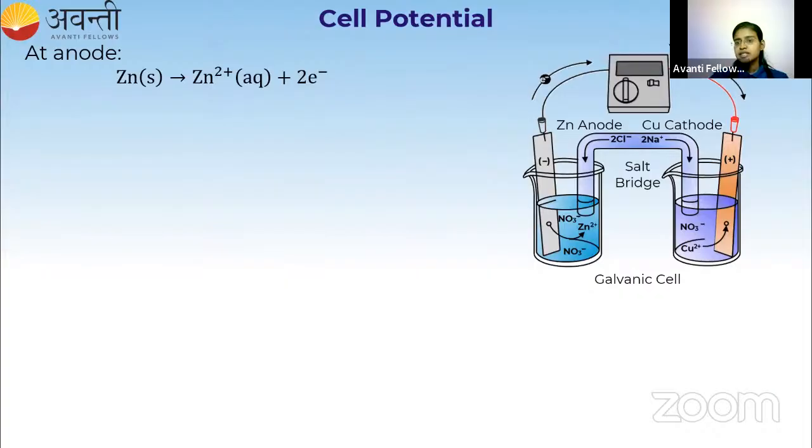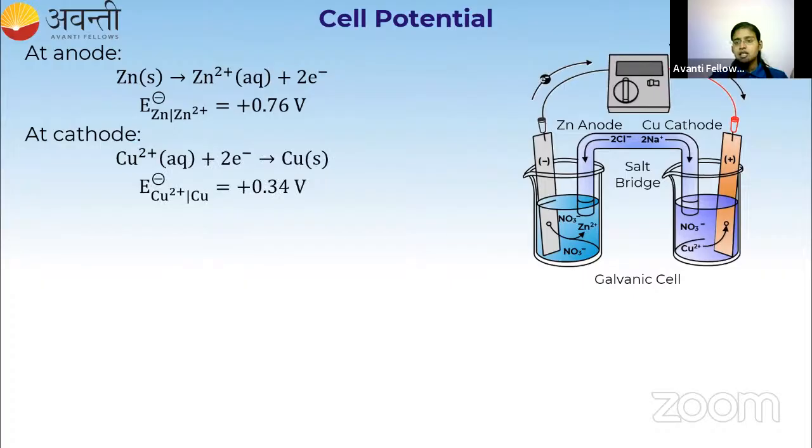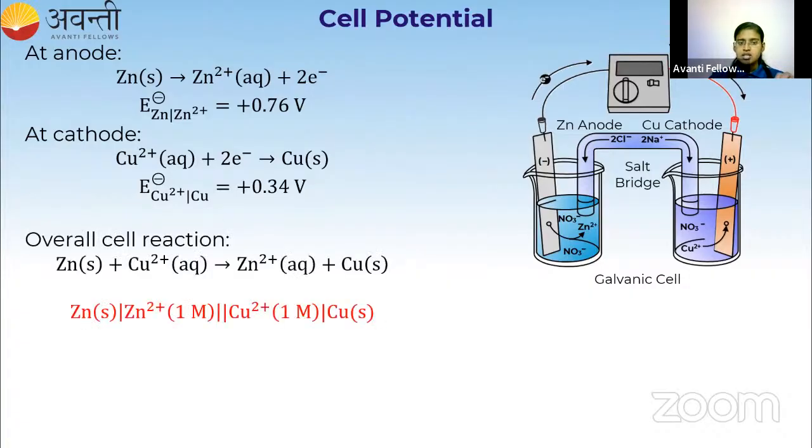Again, I'm going to take this galvanic cell in which the oxidation occurs and the E0 value associated with that is 0.76. And at cathode, what happens? Reduction happens and the value associated with it is 0.34 for copper. Overall cell reaction will be zinc plus copper 2 plus giving zinc 2 plus and copper. And I told you how to write the IUPAC notation for this also.